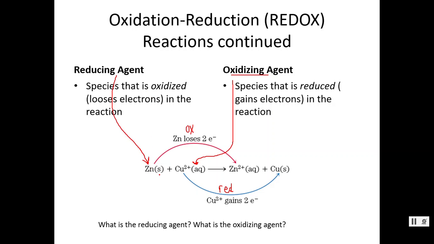So you should know those terms, reducing agent and oxidizing agent, and be able to determine those in a redox reaction. So this is the end of this video. In subsequent videos, we're going to talk about how to use those terms, reduction, oxidation, reducing agent, and oxidizing agent, and how we can use those along with rules on oxidation numbers to determine species in a redox reaction.